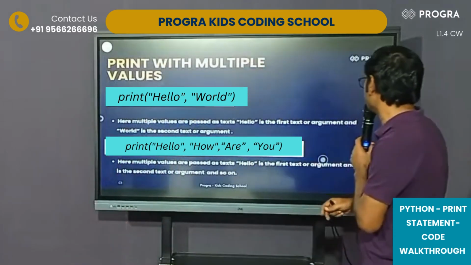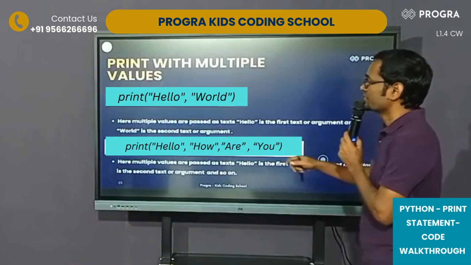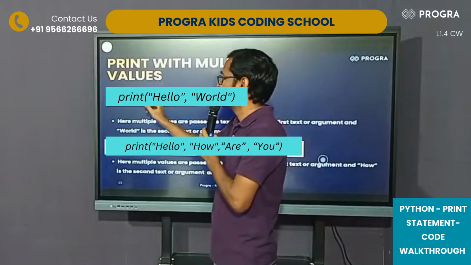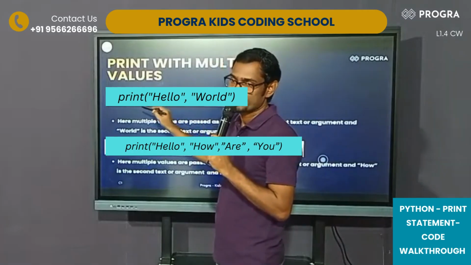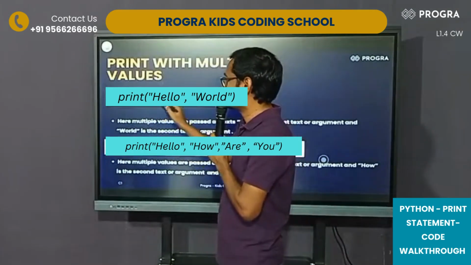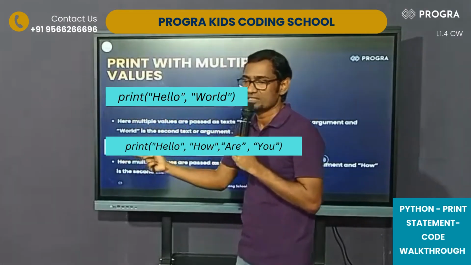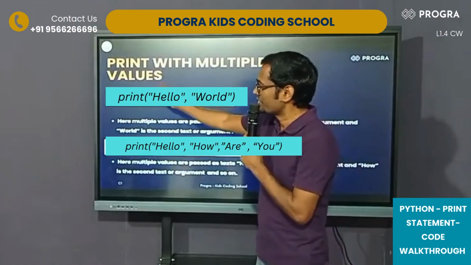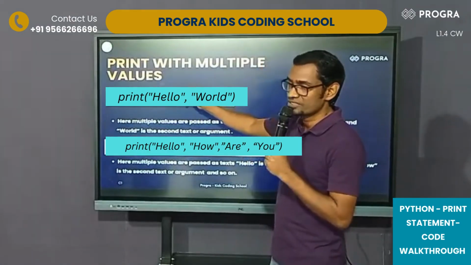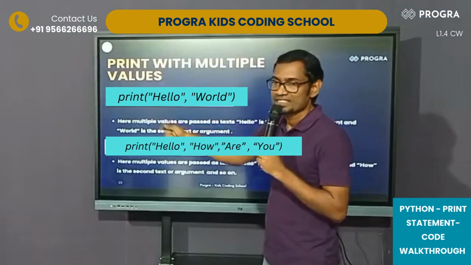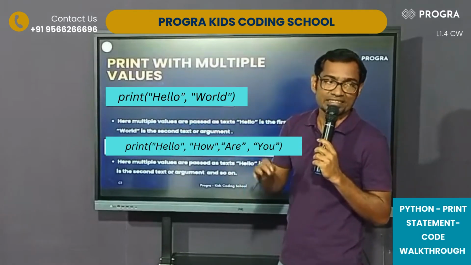So this is what we learned last week. Look at now, we are passing two strings, two texts with a comma. So print can accept more than a single argument. Here we are passing argument number 1 as hello and argument number 2 as world. However, the output remains the same.